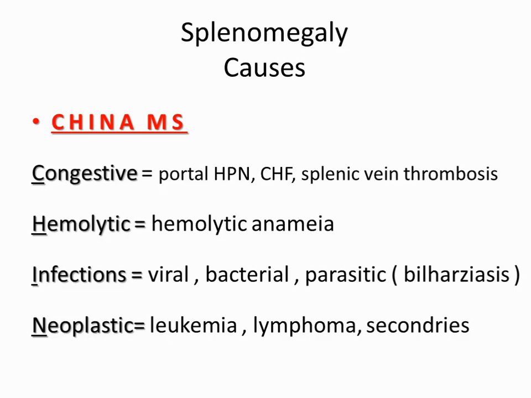As we said in the beginning of the lecture, splenomegaly is a sign that may indicate a catastrophic disease. So we must not take the sign lightly, because it may be a sign of leukemia, lymphoma, or secondaries, a malignancy extending or metastasized from another site.